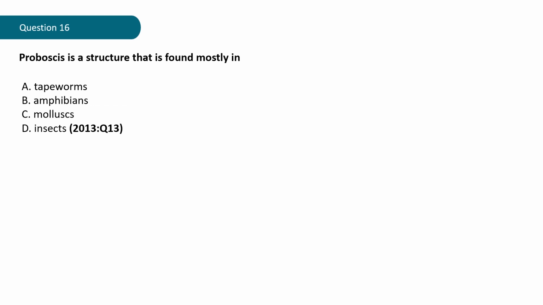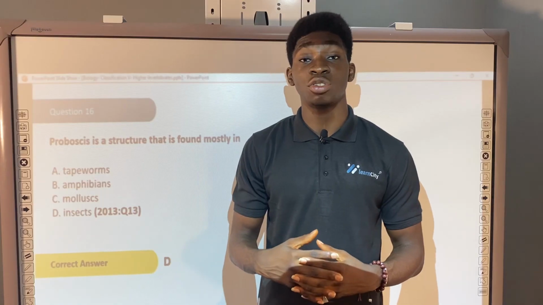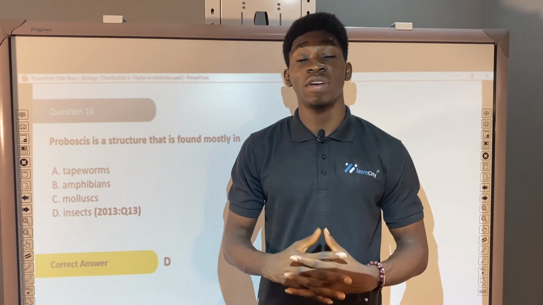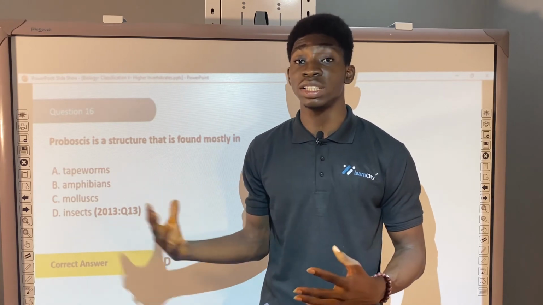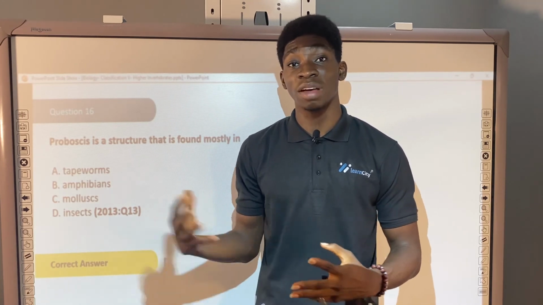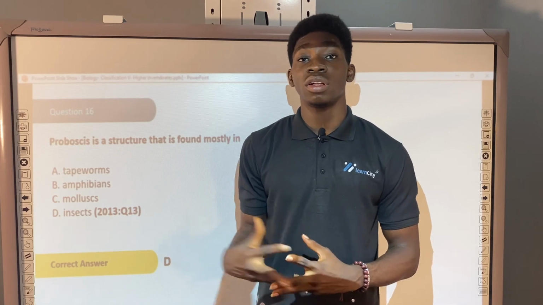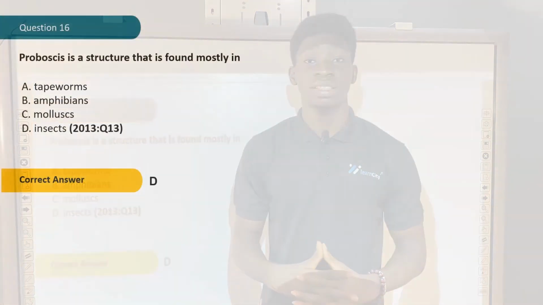Okay, let's see what the correct answer says. The correct answer is D. Insects, because proboscis is a part of insects that is used for feeding, the mouth part of an insect used for feeding, and it's found only in the class Insecta, where we have the insects. So proboscis is found in insects.